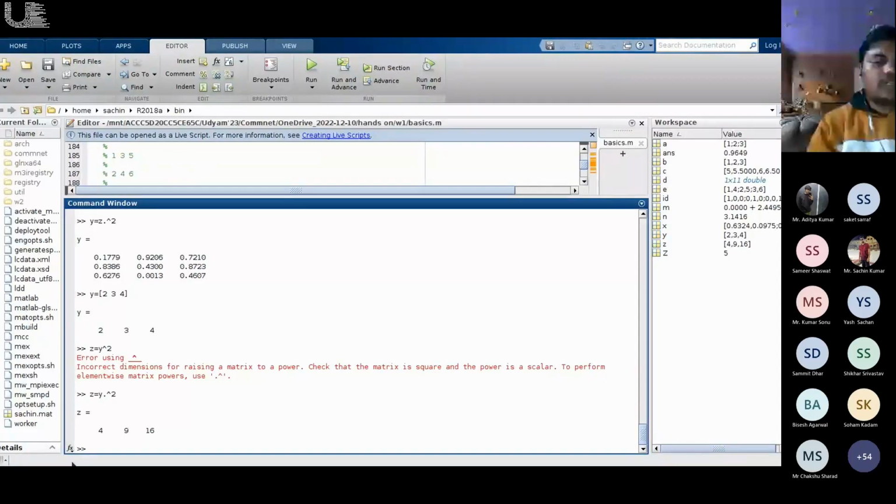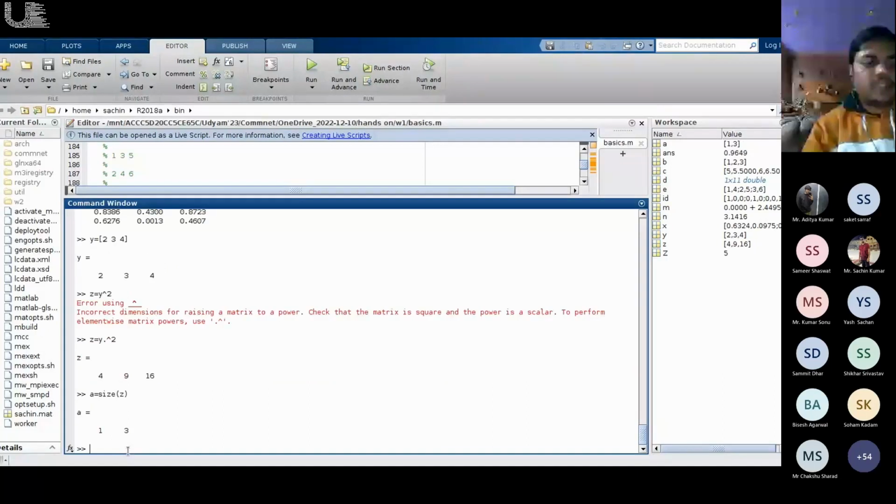If you want to find the size of a matrix, we can use the size function. Like z is equal to 4 9 6, so we will write a is equal to size z. So it will print a 1 3, meaning row is equal to 1 and column is equal to 3, meaning we have 1 row and 3 columns. Okay, so size returns 2 values. You can also write like this: row column is equal to size z. Row is equal to 1, column is equal to 3.